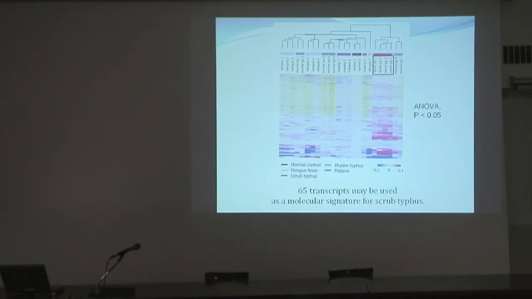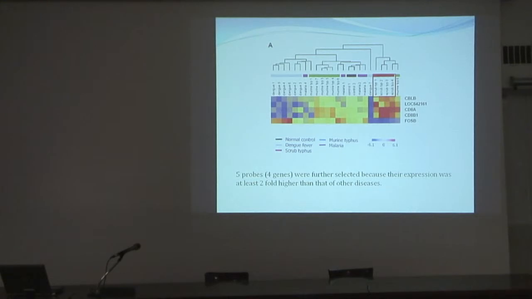And the clustering analysis showed that the expression of the 65 transcripts is quite distinct from the expression of other diseases. So, therefore, the 65 transcripts may be used as a molecular signature of scrub typhus. And we did explore in more detail.